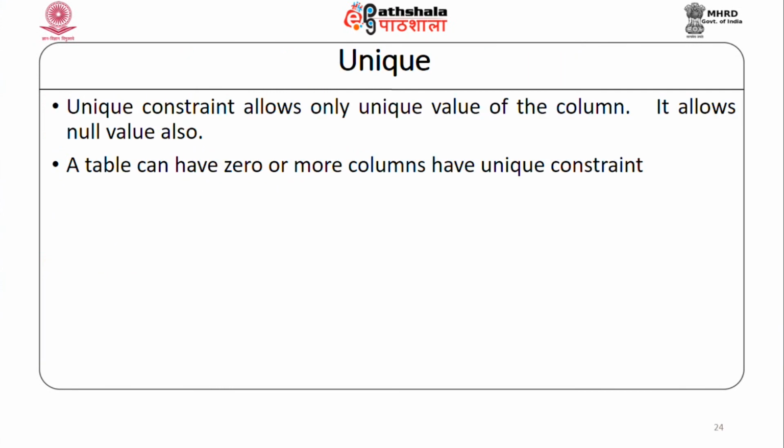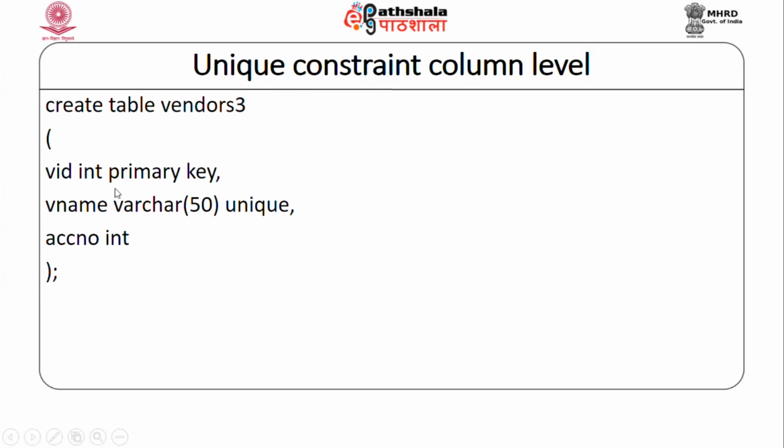And then the unique constraint. The unique constraint allows only unique values in the column. It allows null values also. A table can have zero or more columns with a unique constraint. The general example is you can create a table, and here I define v name as a unique constraint. So, now the name must be unique. Once you enter a name, if you enter the same name next time, it will not be allowed due to the unique constraint.